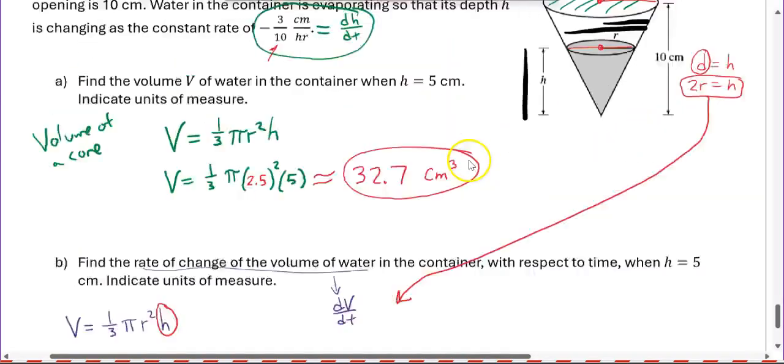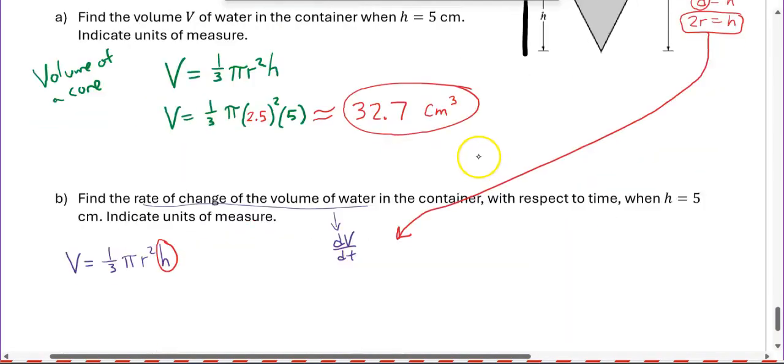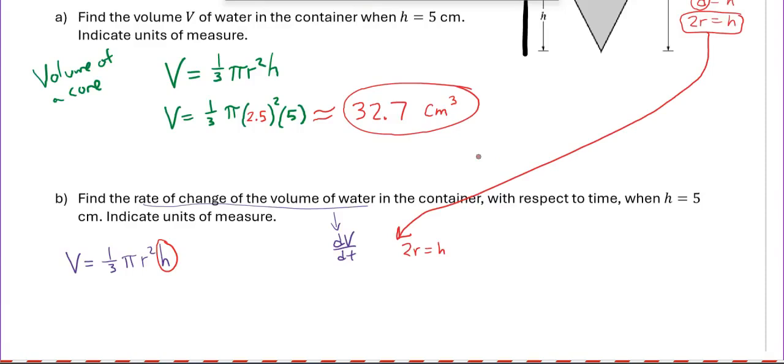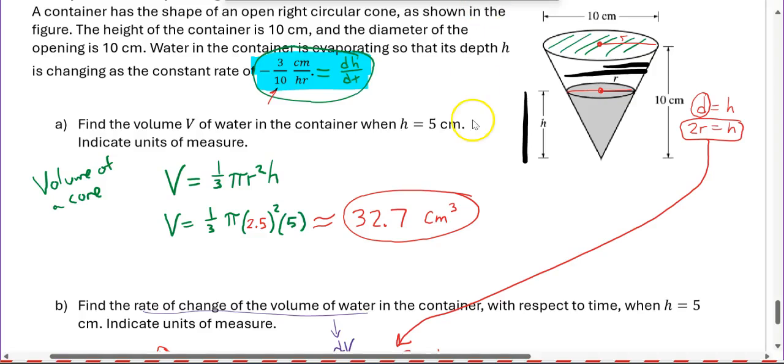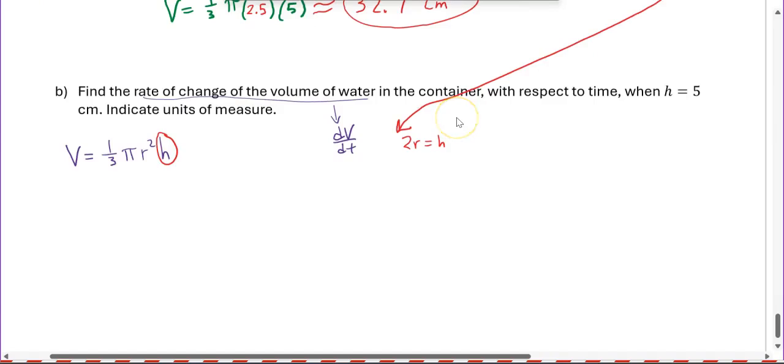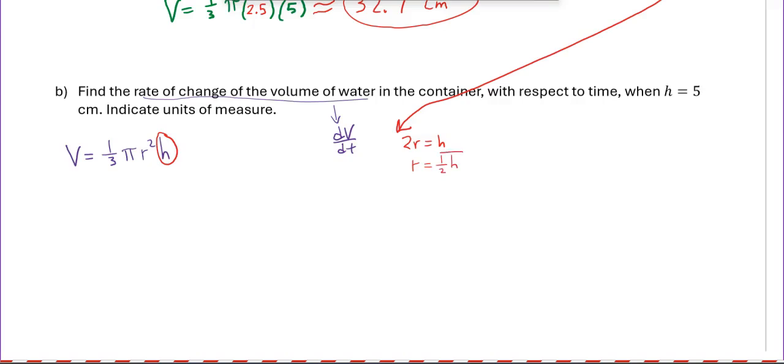We could plug in 2r for that h. However, I want to remind you before we do that, let me write down this fact first: 2r equals h. If we go back up to the other given piece of information here, we have dh/dt. We do not have dr/dt. We don't want to get rid of h and have r. Instead, we're going to want to get rid of r and have h. So let's do one more step here. If we divide both sides by 2, another way to say it is the radius is half of the height. That's what we want to plug in here. We don't want to get rid of the h, we want to get rid of the r.